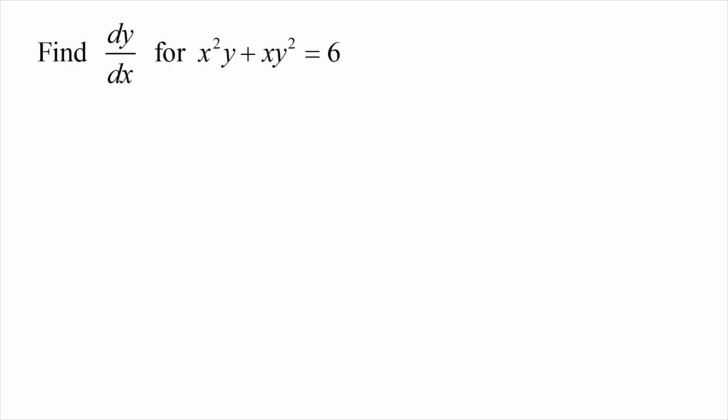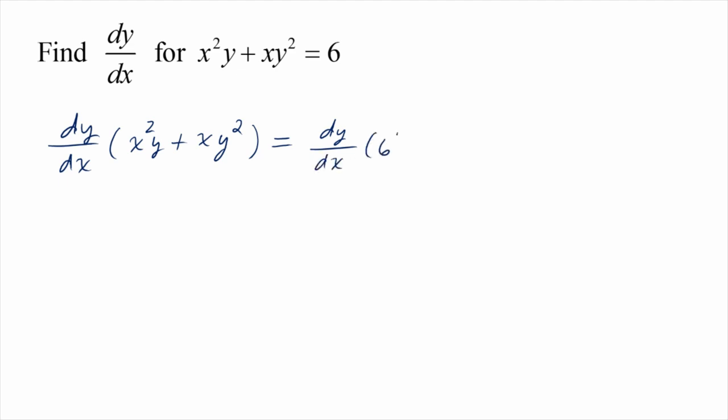Find dy/dx for x squared y plus xy squared equals 6. So we will begin by differentiating both sides of this equation with respect to x. In other words, we will differentiate, with respect to x, the left-hand side, x squared y plus xy squared, and we will also differentiate the other side of the equation, or just 6.